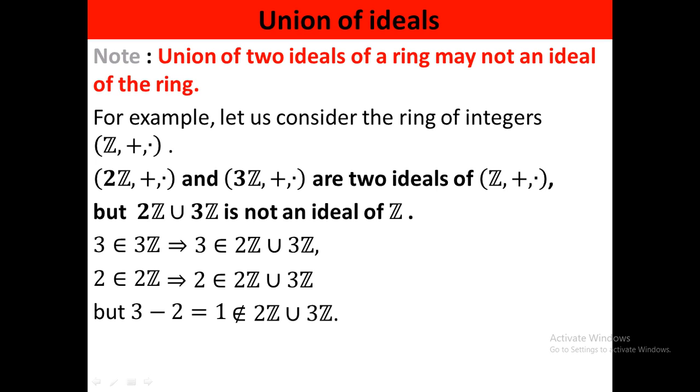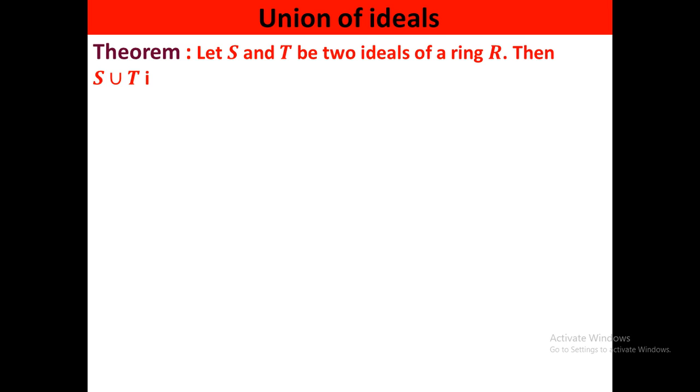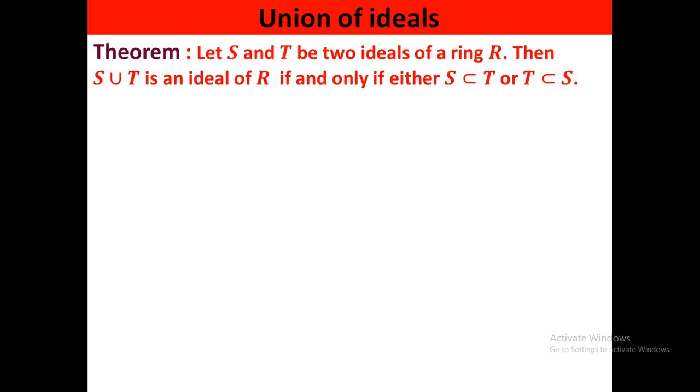Now I give the generalization of the union of two ideals, which says that let S and T be two ideals of a ring R, then S union T is an ideal of R if and only if either S is a subset of T or T is a subset of S. That means the union will be an ideal if one of the ideals is a subset of the other. Otherwise, it cannot happen.